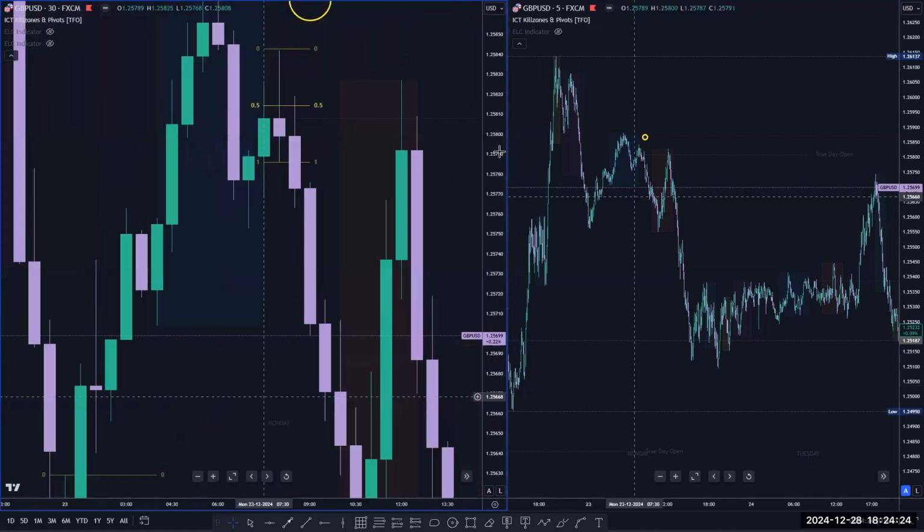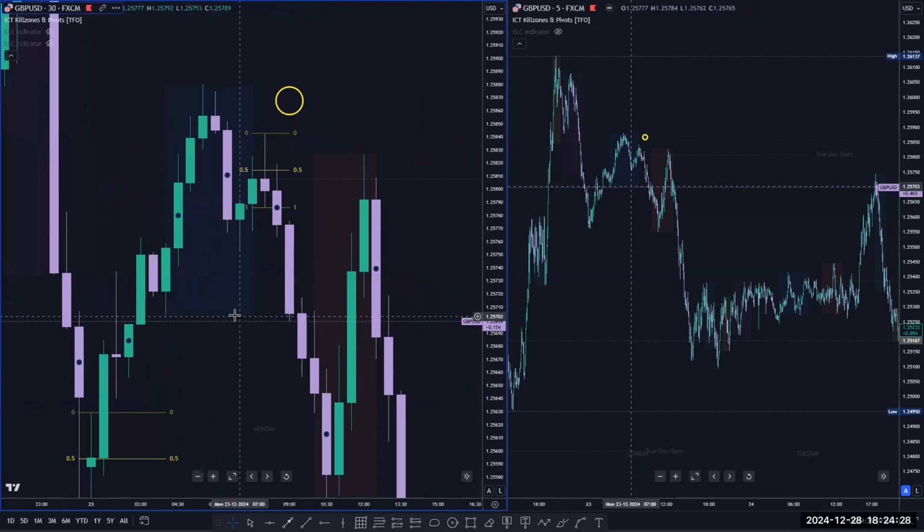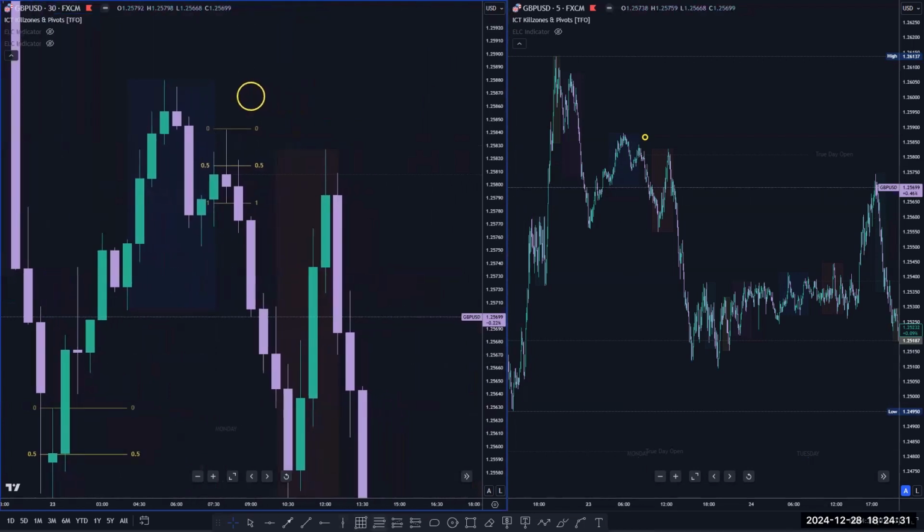So if we're looking at this context on Monday, the 23rd of December, that was your first sell opportunity on Monday, based on the understanding of this concept, which is the Enigma liquidity concept strategy.